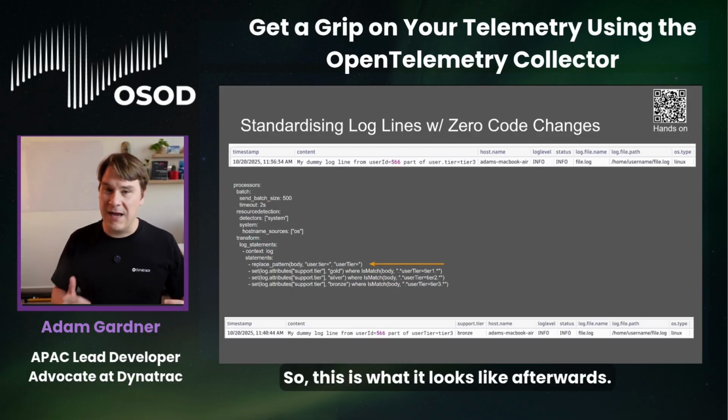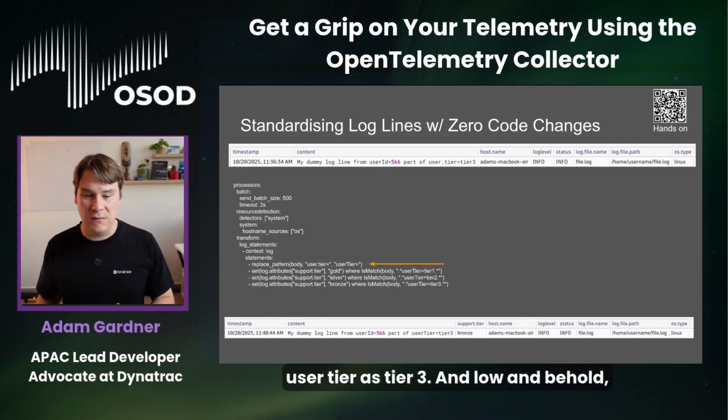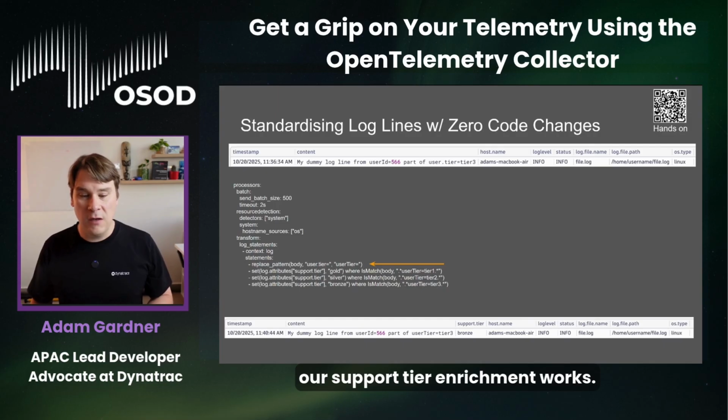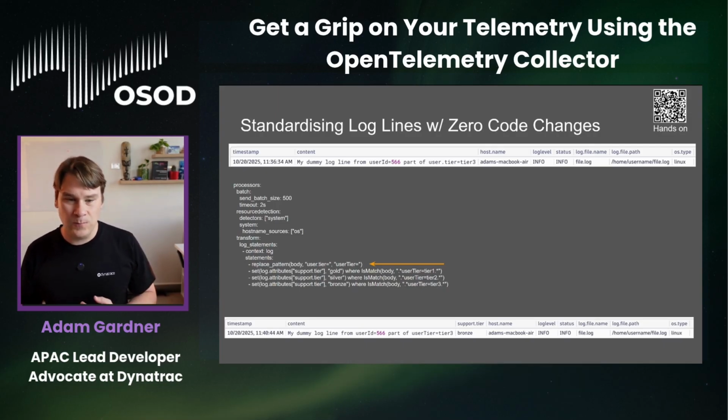So this is what it looks like afterwards. We have now the correct camel case of user tier is tier 3, and lo and behold, our support tier enrichment works and it is bronze.